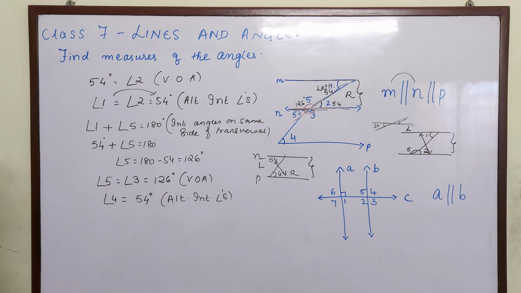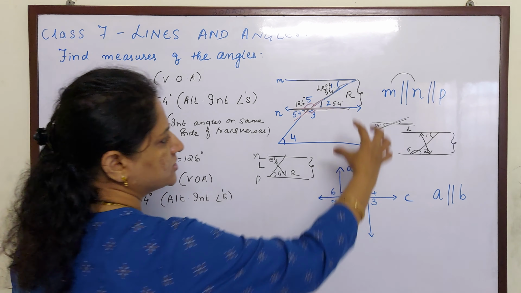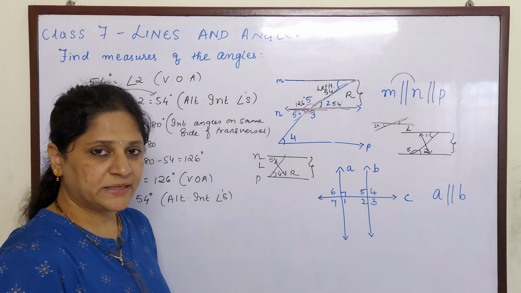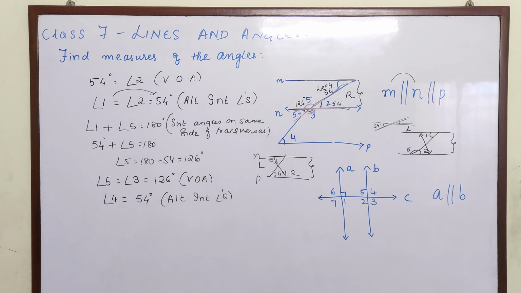So hope you understood children. How did we solve the sum? We first took M and N. Then when we wanted to find angle 4, we took N and P. Now we will do this sum.